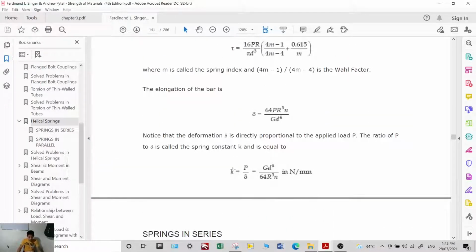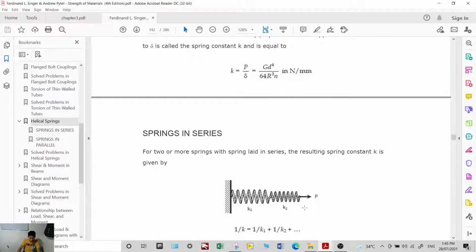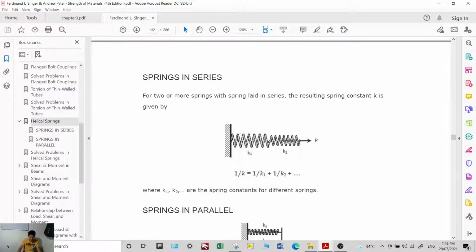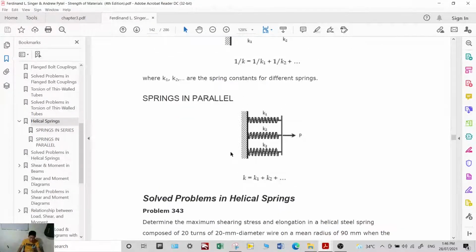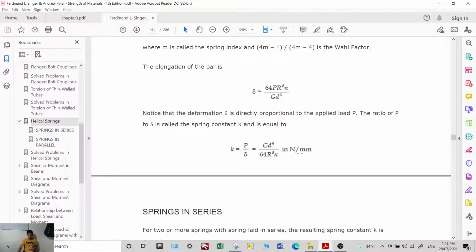So what is the importance of K? If many springs are involved, each has a different K. If they are in series, you can solve for the total K using this equation: 1 over K equals 1 over K1 plus 1 over K2 and so on. If they are in parallel, you simply add the K values algebraically: K1 plus K2 plus K3 and so on. So this is an advantage. Remember that K is Gd to the 4th over 64R cubed N.